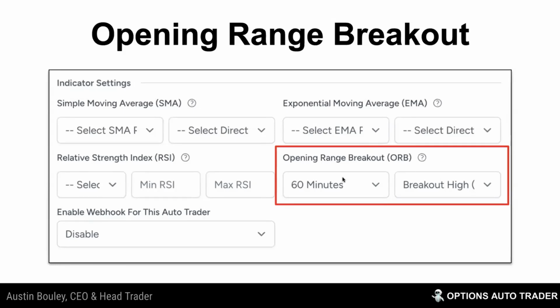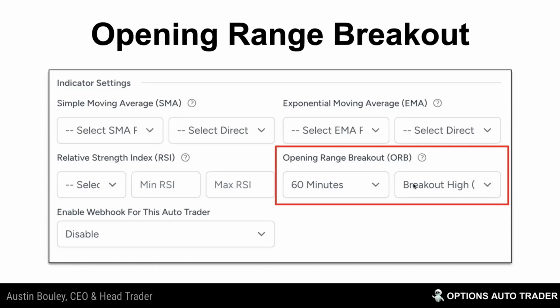So for instance, 5, 10, 15, 30 are the different breakout time frames. And then you can pick, do I want it to break out above the high or the low? So you can also break out to the downside and trade the downside if you'd like as well. All of this is a super simple way to now add indicator settings into the options auto trader, and it's made available for free for everyone. So you now have access to that. Congratulations. I hope you're able to use it and enjoy it.